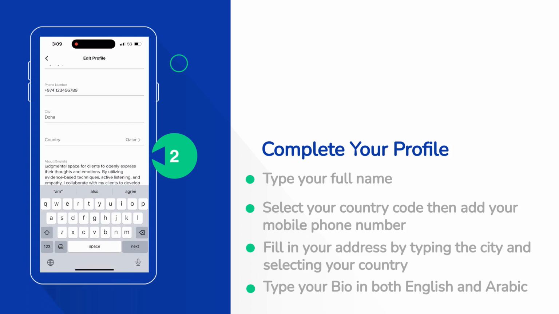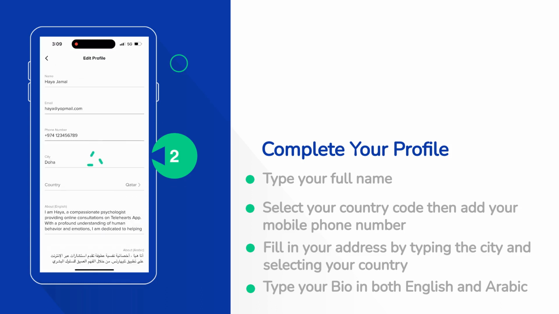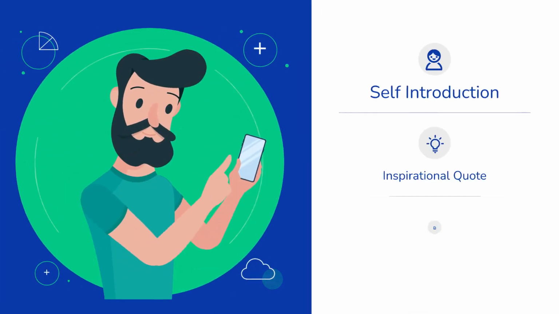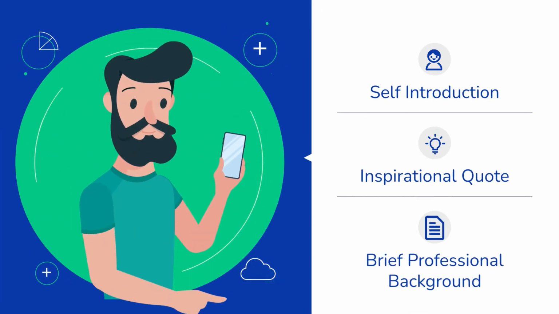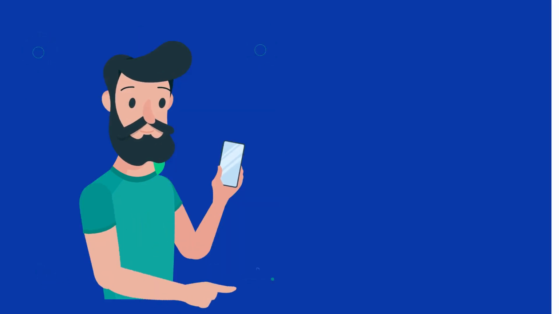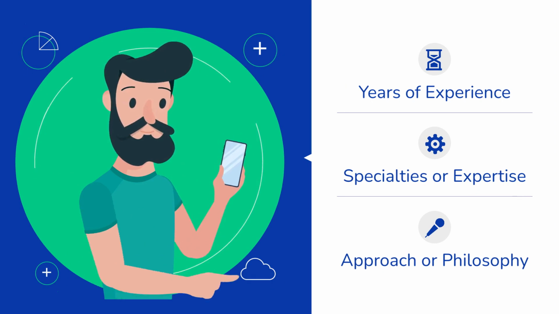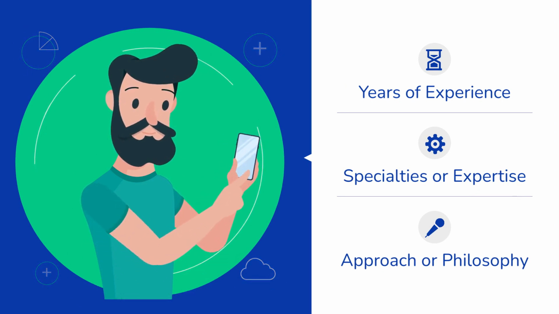Now, it's time to add a short bio about yourself in both English and Arabic. Use this section to shine and attract potential clients. A great bio should include a self-introduction and can include an inspirational quote and a brief professional background. It can also include your years of experience, a list of your specialties, and a short statement about your unique approach or philosophy in your work.